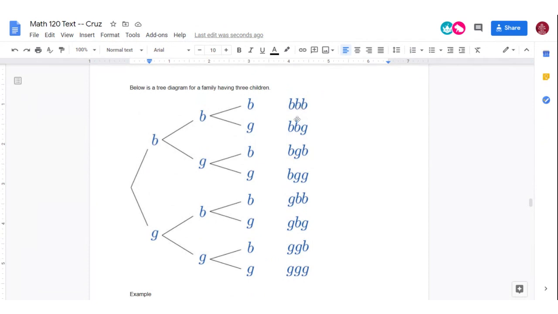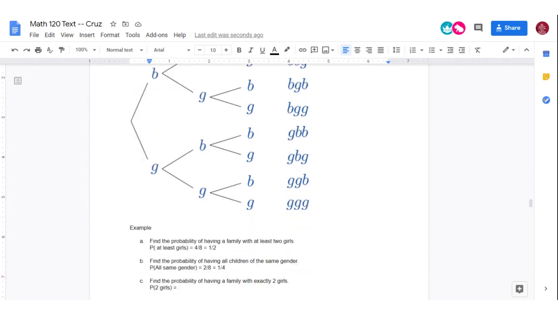No girls, 1 girl, 1 girl, 2 girls, 1 girl. That's 2, 3 girls, 2 girls, and we're not going to count this one this time. So it's 3, right? Okay.